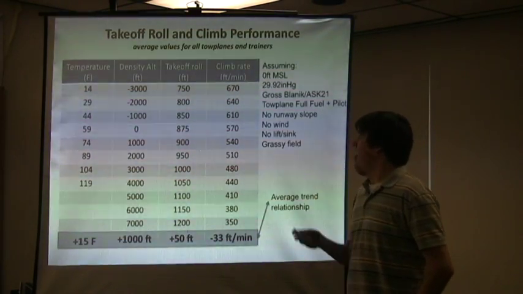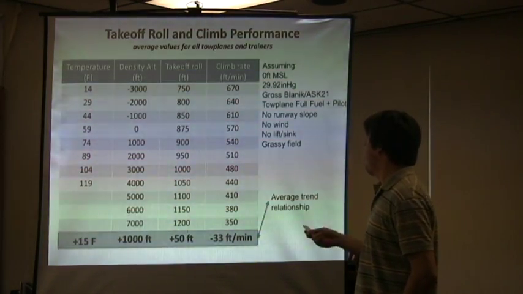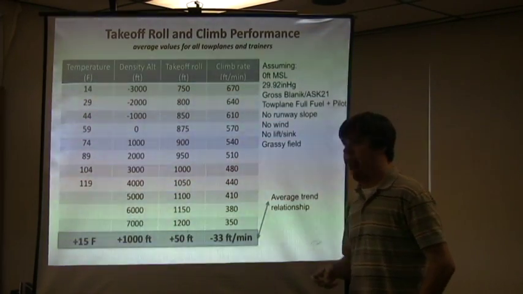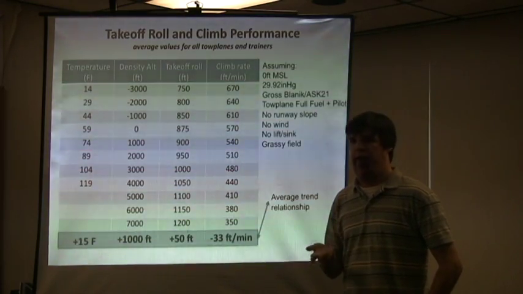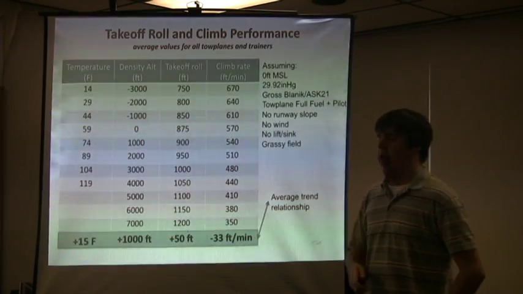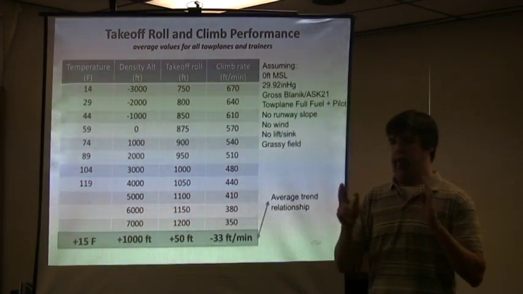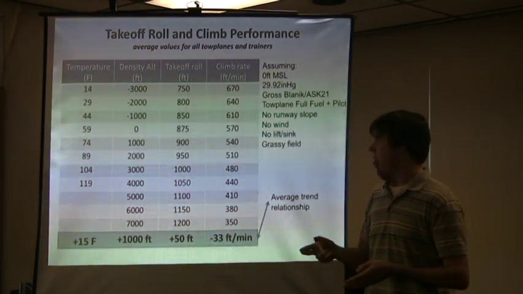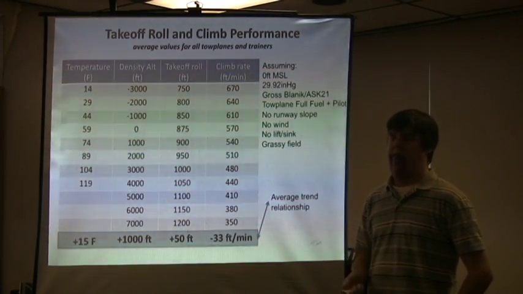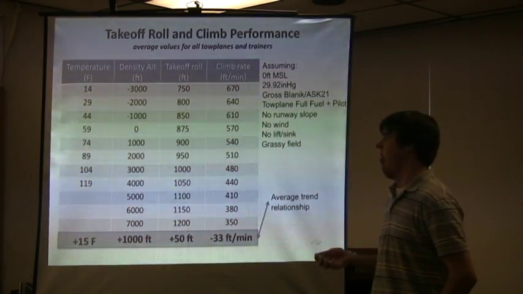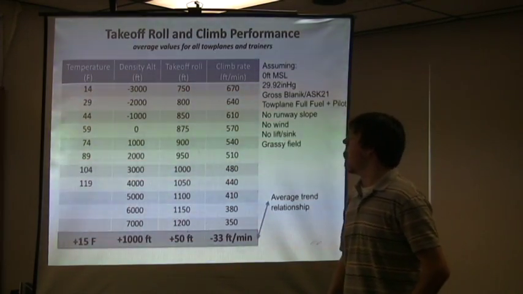So first off, these distances and climb rates are assuming standard pressure, 29.92 inches, and then a gross Schweizer ASK-21 on average, and then a tow plane with average tow pilot, full loaded fuel in it. And this is the average between the Cub, the Call Air, and the Pawnee. And then assuming no wind, lift, sink, and slope, and then we're accounting for a grassy field. So I listed them by density altitude right there.